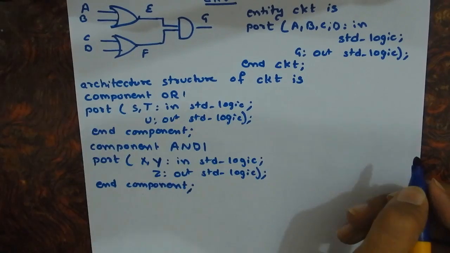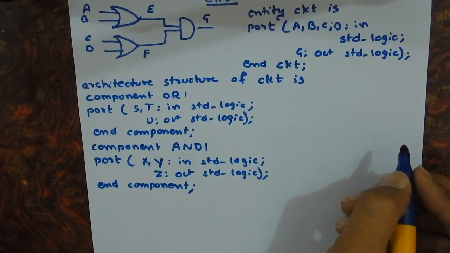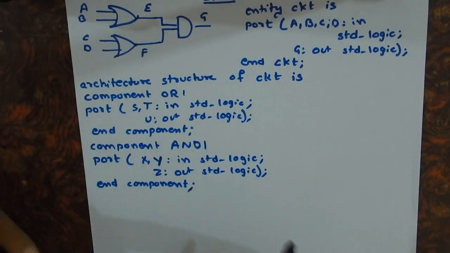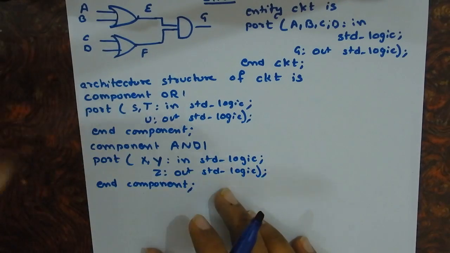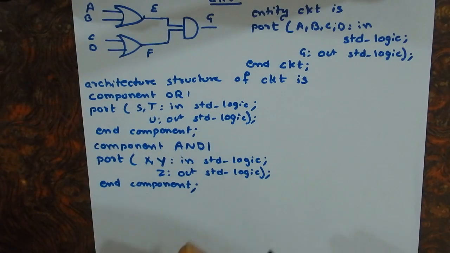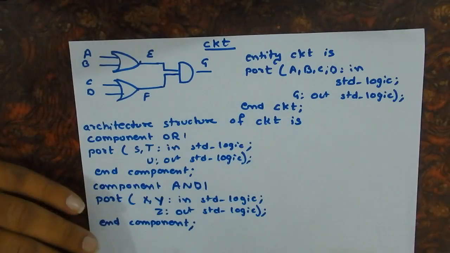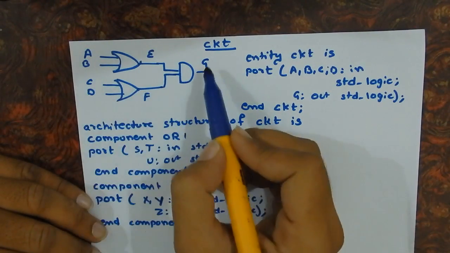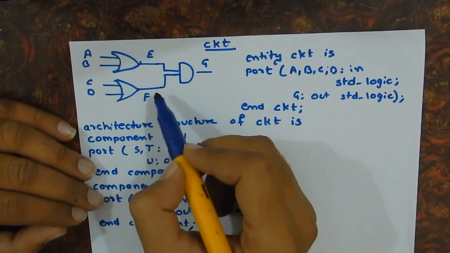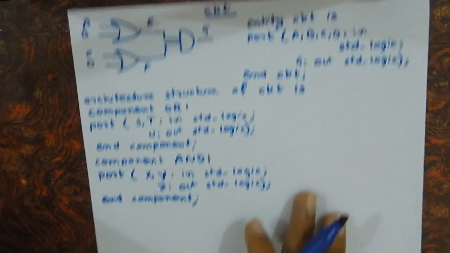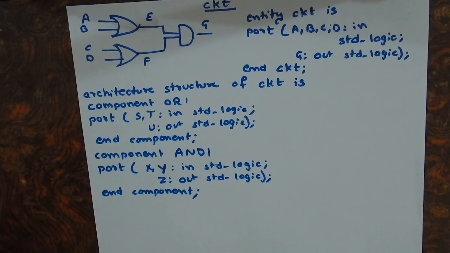This was the complete description of the component declaration in the VHDL. Since there were two types of component, we are declaring here two components. After the declaration of the components, what you have to do is the declaration of the intermediate signals. In this circuit you can see the A, B, C, D and G are the ports and E and F are the intermediate signals. So the next thing is what you have to do is the declaration of these signals.